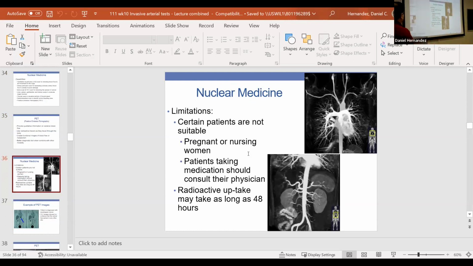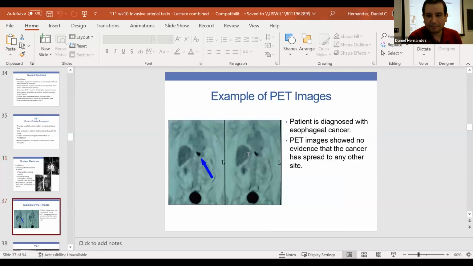So limitations. There are certain patients it's not suitable for. So women that are pregnant or nursing, certain medications might affect it as well. And that radioactive uptake may take as long as 48 hours. So these patients are injected with these radioisotopes, and then they come back later to have their actual scans done. So there is a certain time that you have to wait.